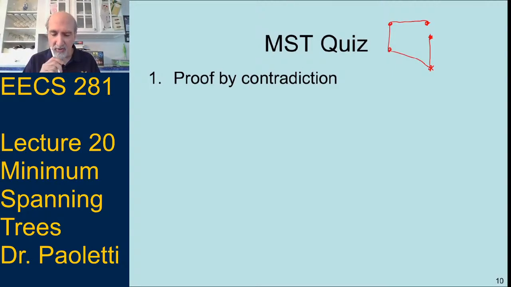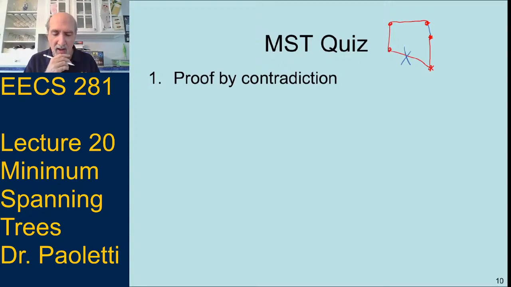So let's say, I'm going to change colors here. Let's say I were to add that edge. Well, if I were to add this edge in, I would no longer have a tree. It would have a cycle, so it wouldn't be a tree anymore. So if it's not a tree anymore, then I should remove an edge. Well, I choose to remove the edge with the largest weight. Okay, so let's get rid of that one.